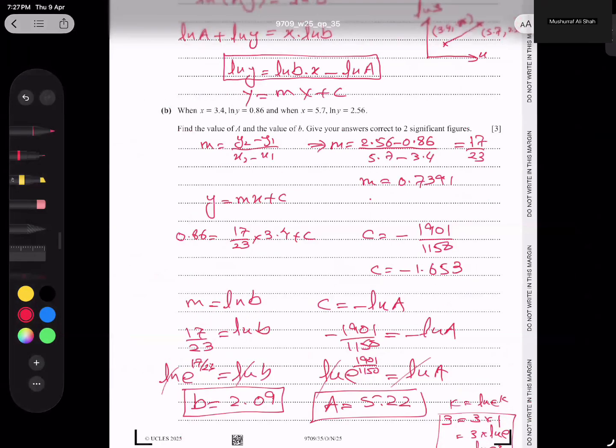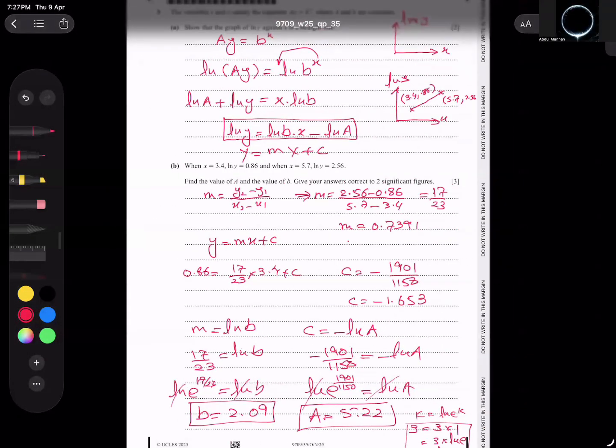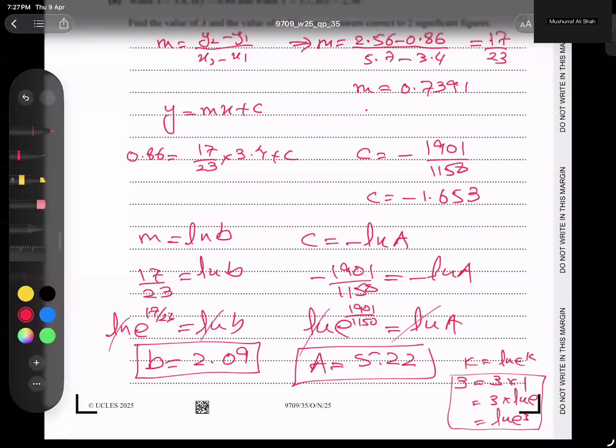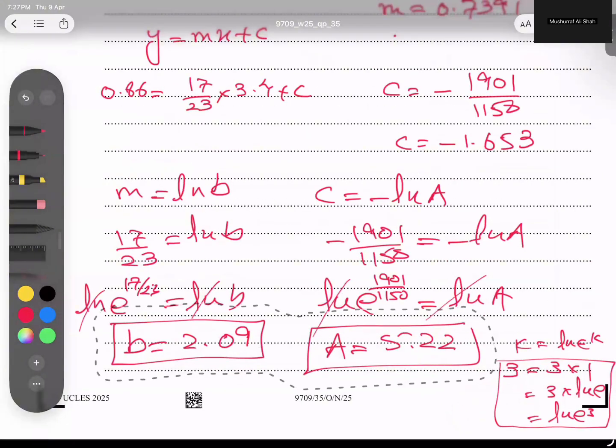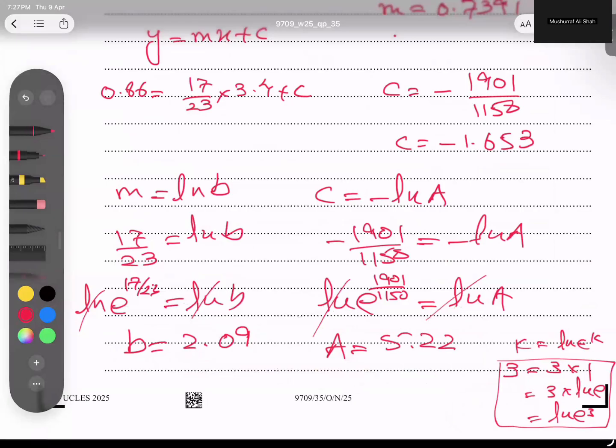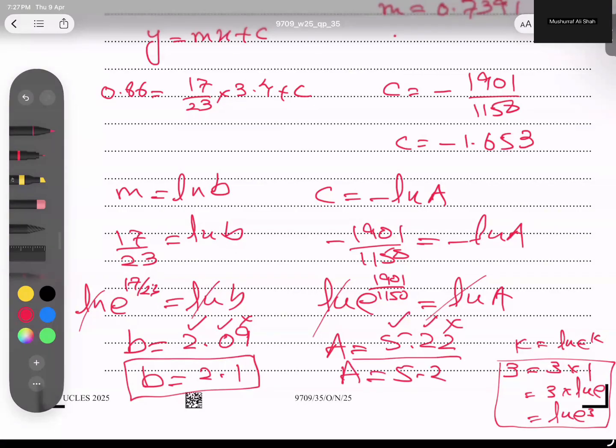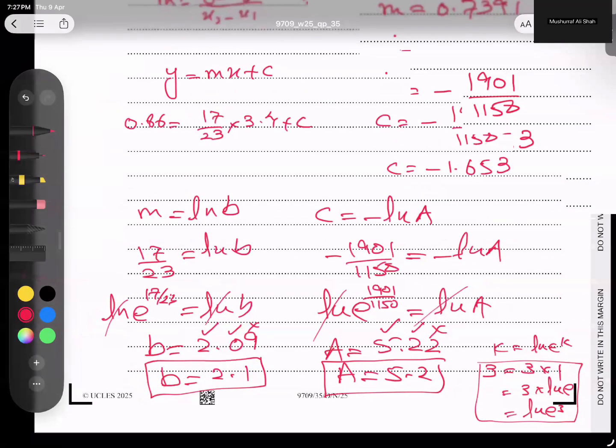I hope the concept of the question is clear. Yes, we write 2 SF, which I actually missed. So what is 2 SF? So 2.1 for this, and 5.2 for this. I hope the concept is now totally clear.